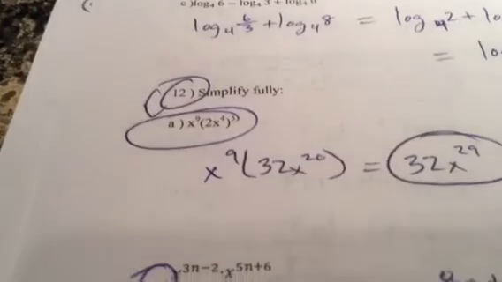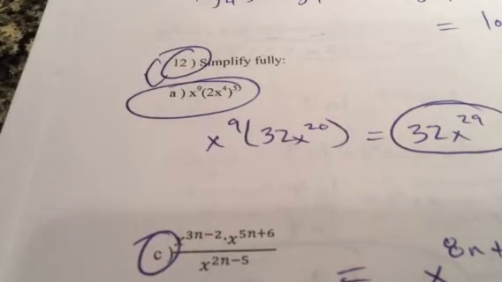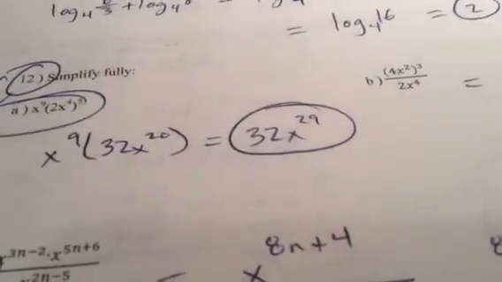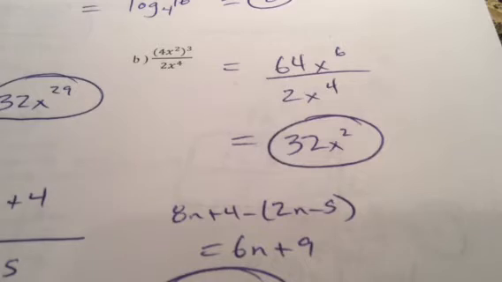Take a look at 12. Power to power, you multiply, you raise 2 to the 5th, which is 32. Multiply the powers together, then you add the exponents. 4 to the 3rd is 64. X squared to the 3rd is x to the 6th. Divide, you subtract exponents. You divide 64 and 2.